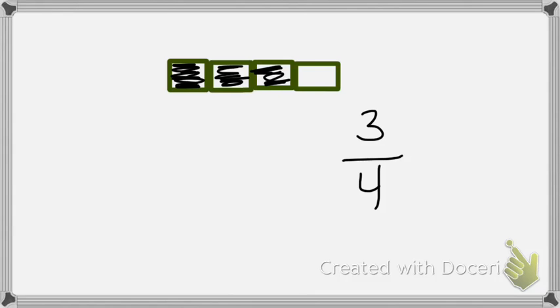Here I have 4 boxes. If I color in one of the boxes, I can say 1/4 of the boxes are colored. This is something they'll see in part of their homework tonight. So 1/4. If I color in 3 boxes, now I can go and say 3/4 of the boxes are colored in.